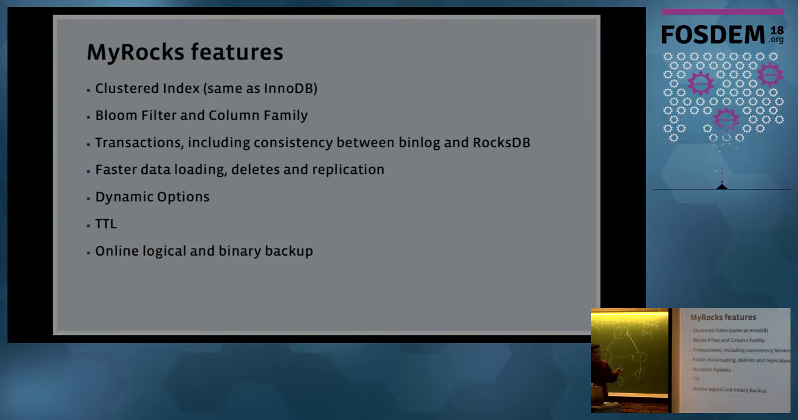MyRocks features: since we were targeting a switch from InnoDB to MyRocks, we tried to create as many compatible features as InnoDB. For example, we decided to use the clustered index format, which is the same as InnoDB. Technically, an LSM database like RocksDB is slower for reads and faster for writes. Slower reads is apparently a disadvantage. So RocksDB has several features to make reads less slow, like bloom filters, and we utilize these options. And we added support for transactions, including consistency between binlog and RocksDB, so that even if the MySQL instance crashes, it can be recovered. This is a very important feature for InnoDB, and we heavily rely on it, so we wanted the same feature in MyRocks. Faster data loading I'm going to talk about later.